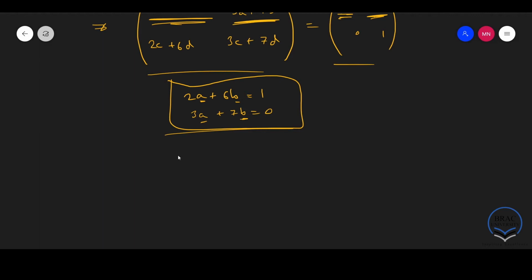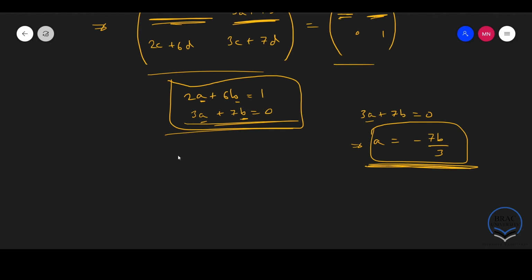So let's consider the second equation here. We have 3A plus 7B equal to 0, and I can just find A here. This is equal to minus 7B divided by 3. Now I can substitute this expression of A, in terms of B, into the first equation. So I have 2 times minus 7 by 3 B plus 6B, which is equal to 1. And this gives me minus 14 by 3 B plus 6B, so we have 4 by 3 B equal to 1. And from this, we get B equal to 3 by 4.